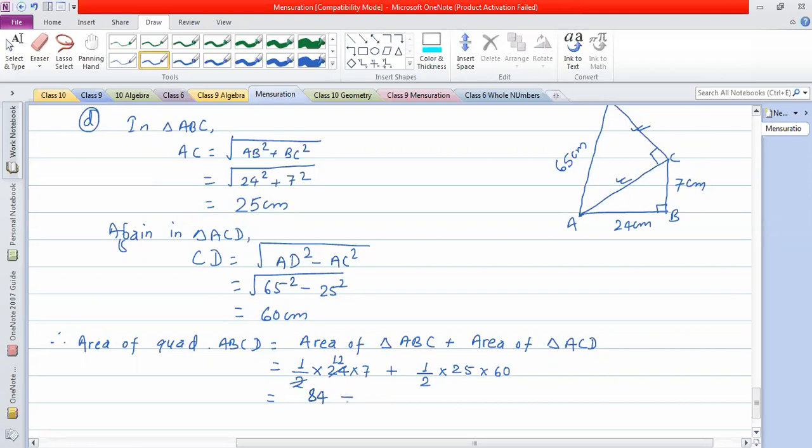Plus it became 750. After adding, how much we will obtain? 750 plus 84, how much? 834 centimeters square. It is the area of the quadrilateral. Okay.